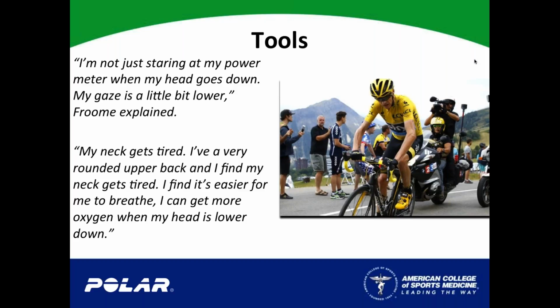But this individual, Chris Froome, looks really interesting going up a hill because he stays seated on his saddle and nods his head back and forth. It looks like a bobblehead almost. In an interview, they were asking him about that, and he said, well, I'm not just staring at my power meter when my head goes down. My gaze is a little bit lower. My neck gets tired. I'm very rounded in my upper back, and I find my neck gets tired. I find it easier to breathe. I can get more oxygen when my head is lower down.